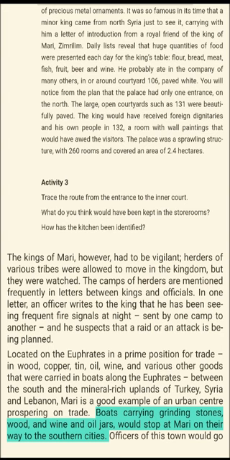Mari was located on the Euphrates in a prime position for trade in wood, copper, tin, oil, wine, and various other goods that were carried in boats along the Euphrates, between the south and the mineral-rich uplands of Turkey, Syria, and Lebanon. Mari is a good example of an urban center prospering on trade. Boats carrying grinding stones, wood, and wine and oil jars would stop at Mari on their way to the southern cities. Officers of this town would go aboard, inspect the cargo, say a single boat with 100 wine jars, and levy a charge of about one-tenth the value of the goods before allowing the boat to continue downstream.